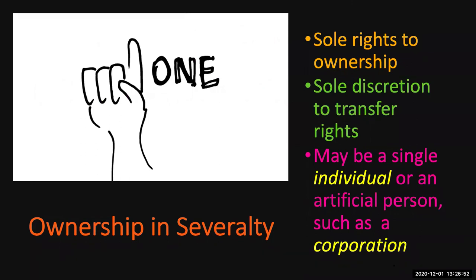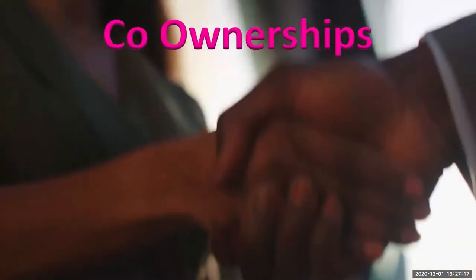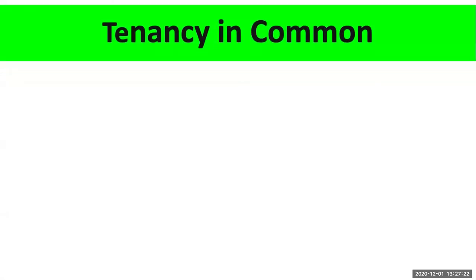You can own it as an individual or an artificial person. An artificial person is a corporation. A corporation is considered a person. I don't know if you guys knew that. Like Disney, the corporation of Disney is considered one person. So they own it, ownership in severalty. If they ask you how a corporation holds title, ownership in severalty. Everything else is a co-ownership. So that's the only one you can own by yourself. Everything other than that is a co-ownership.